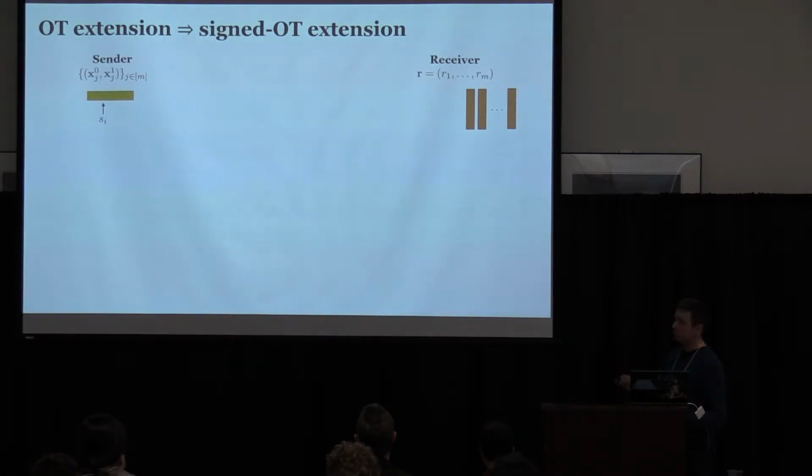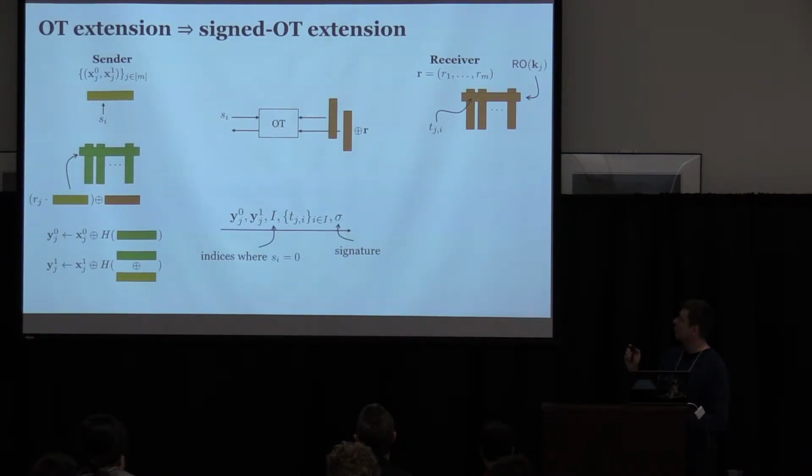So the way to put it all together, let me quickly click through, because there's another construction I want to discuss. The receiver generates this orange matrix in a way that this row is the output of a random oracle based on some secret key. Then they proceed as before, except Alice signs the yj0, yj1, the y's that she's sending.